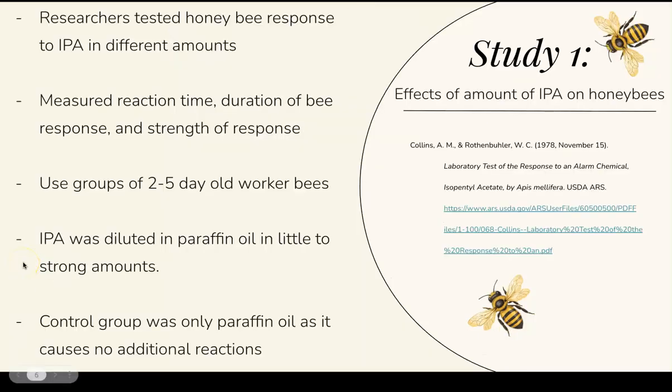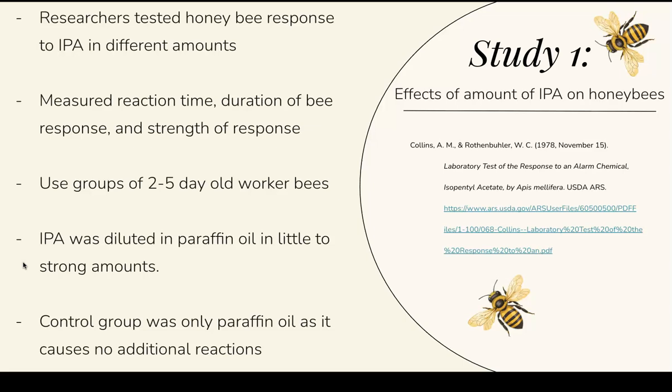The first study I found looks at the effects of different amounts of isopentyl acetate, or IPA, on honeybees. Researchers did 5 different experiments, each with a different composition of IPA with paraffin oil. These experiments range from low IPA concentration to high concentration, the lowest being a dilution of 1 in 10,000, and the highest was 1 in 2. Researchers used paraffin oil because it causes no additional response and reaction in honeybees.